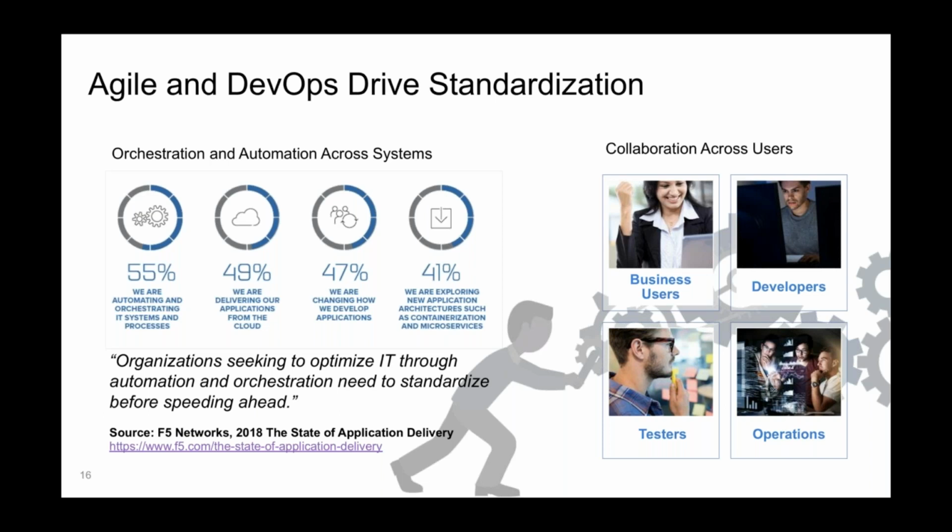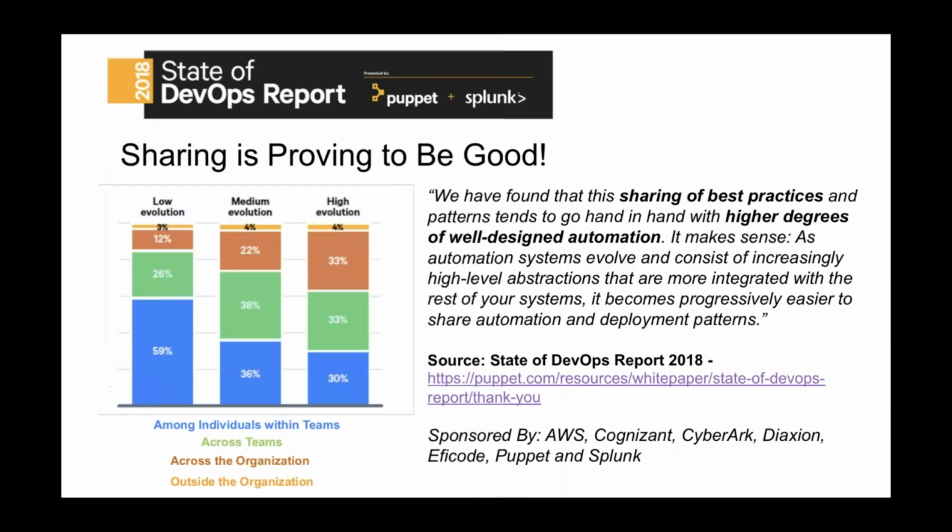So the key is, when we get on a consistent tool for all this automation, everybody can leverage it. An example of this in the pure DevOps pipeline report was people said the sharing of best practices and higher degrees of well-designed automation were the keys to make DevOps successful.